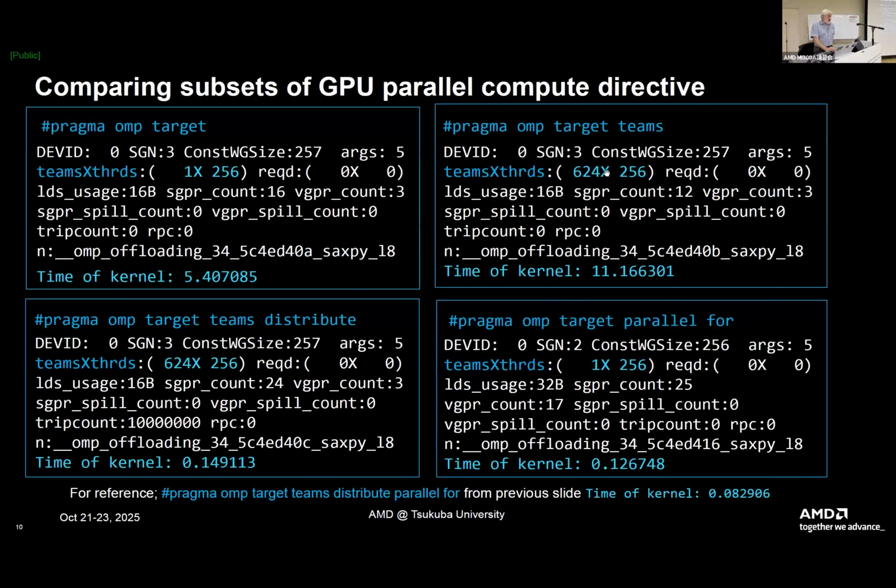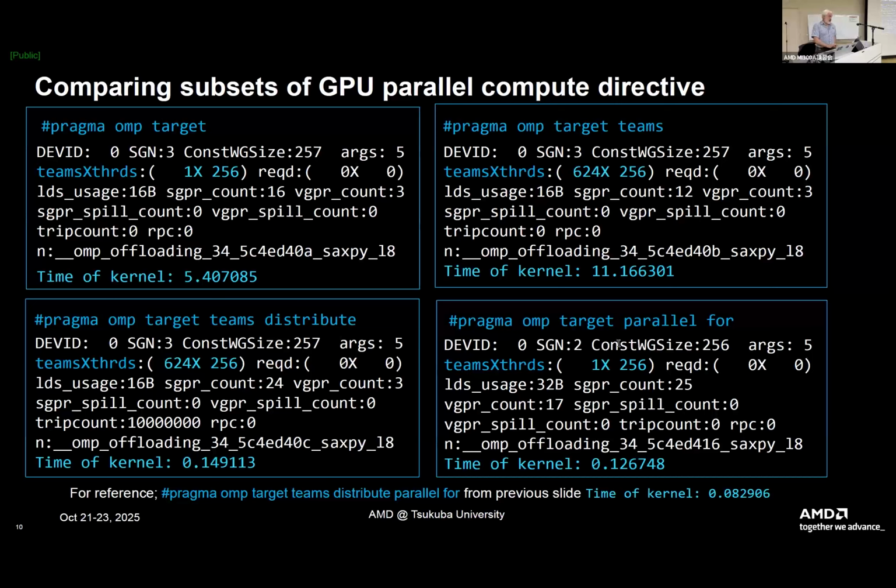And if we do target teams, it's going to launch a whole bunch of work groups, but still each one of them is going to do all the work. So it actually is slower, because I just got more of them. They're all doing the same thing. They're all doing the whole loop. So it actually is going to take longer. If I do target teams distribute, now I'm starting to make some headway. And I got 624 work groups, each with 256 threads, and the kernel starts speeding up.